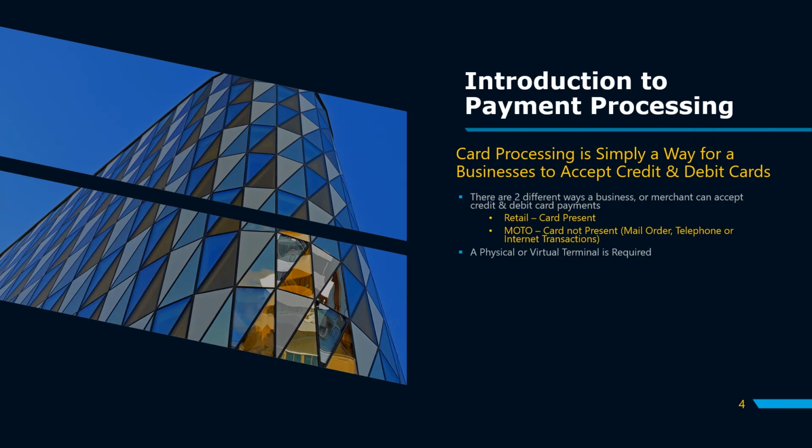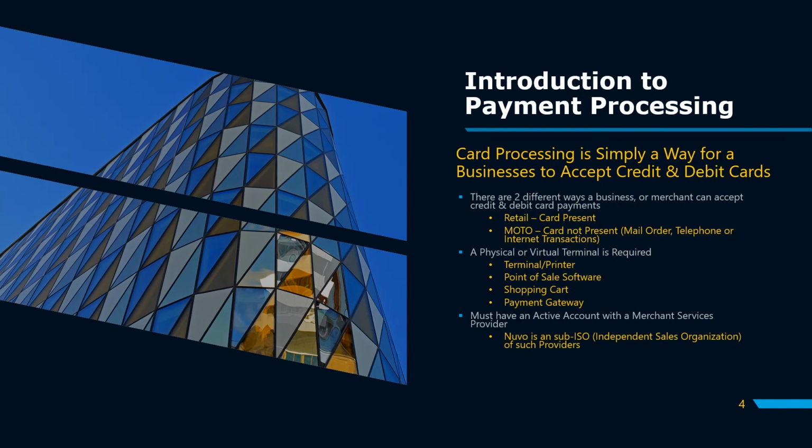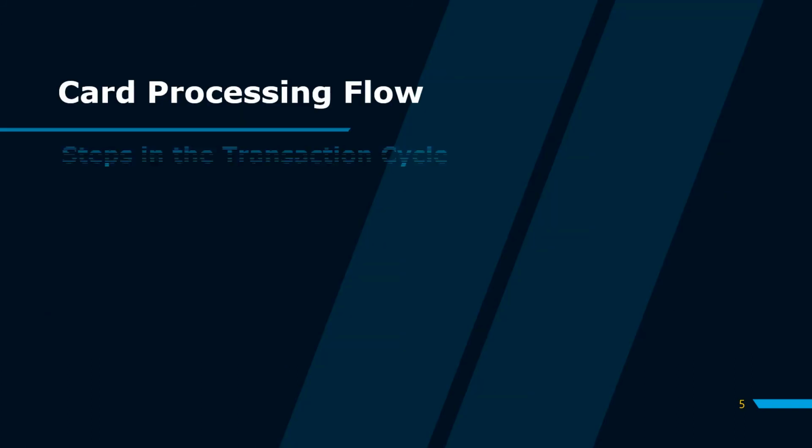For either of these, a physical or virtual terminal is required to process payments, which could include a terminal with a built-in printer, a point-of-sale software, an online shopping cart connected to a virtual terminal, or a payment gateway. The business must also have an active account with the merchant services provider. Nuvo is a sub-ISO or independent sales organization of such providers. Now, let's go over the steps in the transaction cycle.